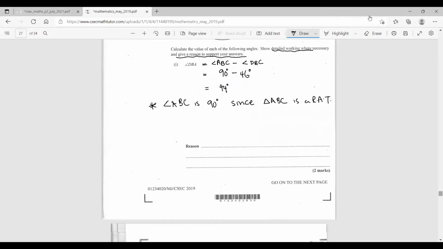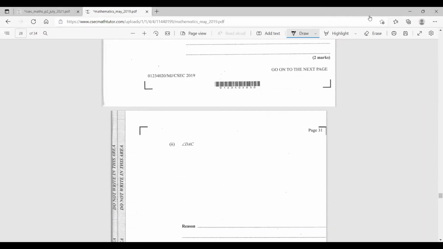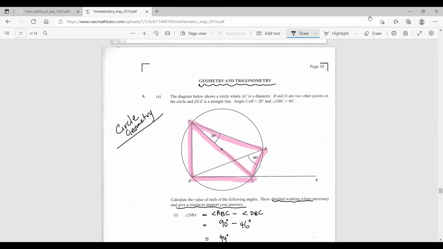So we're going on to the next question. Angle DAC. Right, we start at D. We go to A. Then we come down to C, so it's inside here. So again, we are back in another right angle triangle, right? If we close this off, we see that we are inside this triangle.